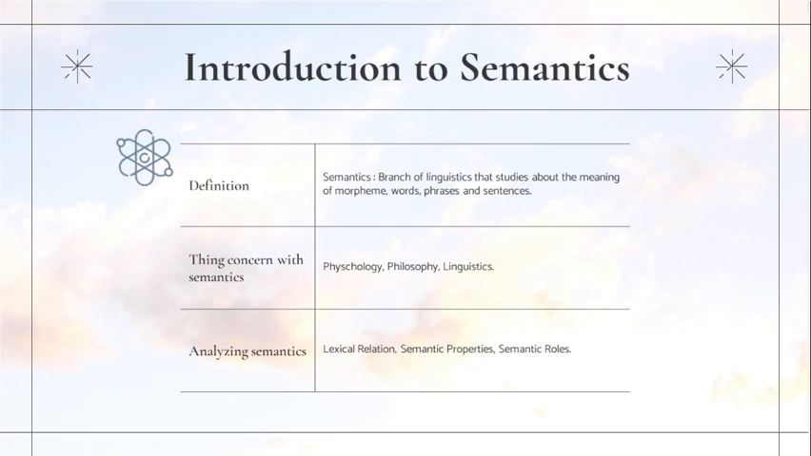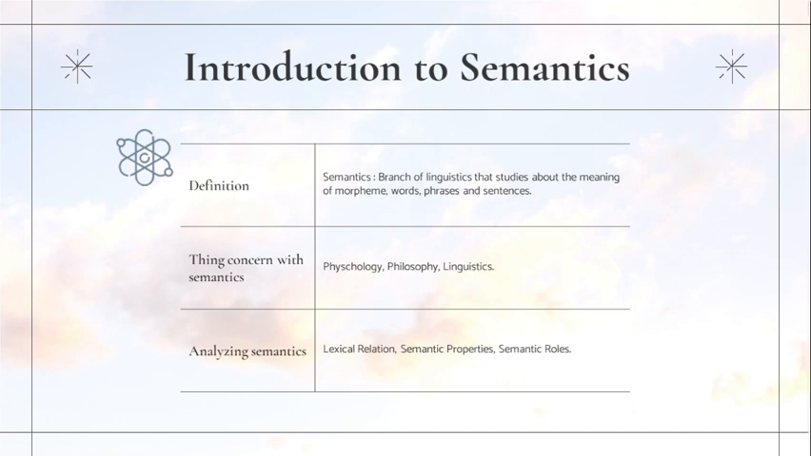Definition of semantics. Semantics is a branch of linguistics that studies the meaning of morphemes, words, phrases, and sentences. In analyzing the meaning, we should have knowledge. It's called semantic knowledge. There are three fields that concern with semantics: for the first, psychology, philosophy, and linguistics.